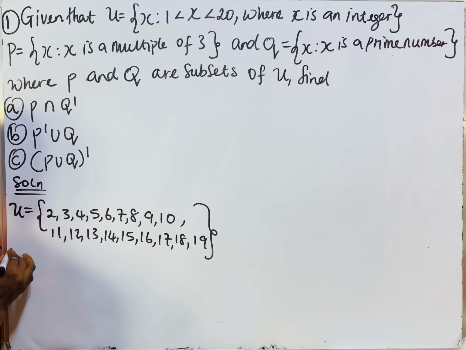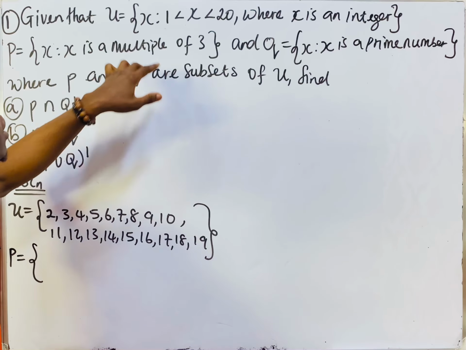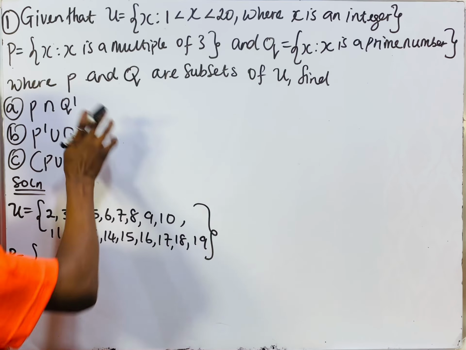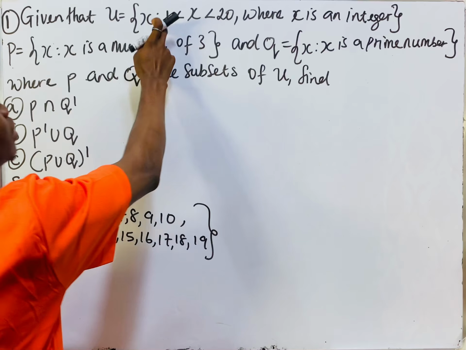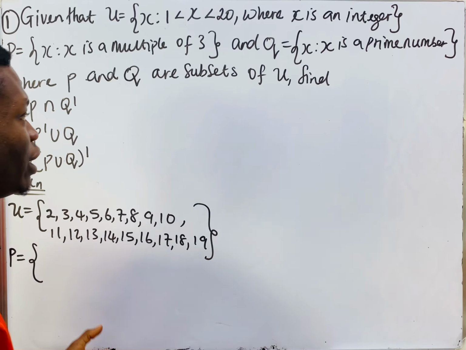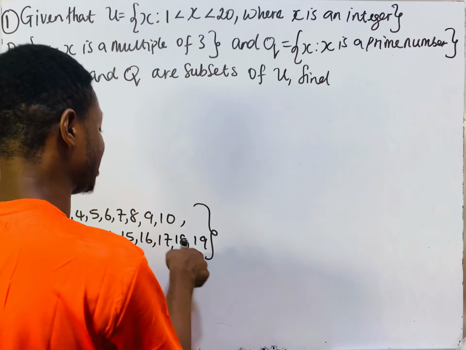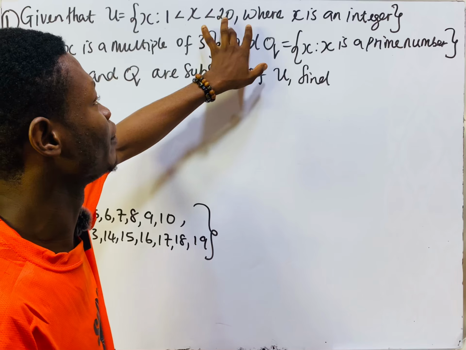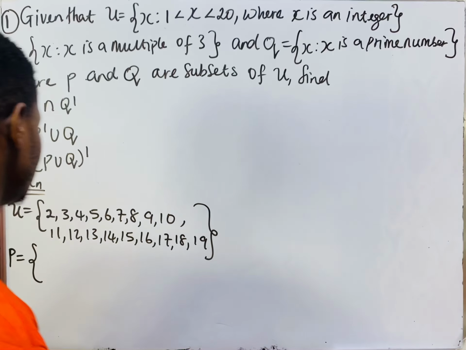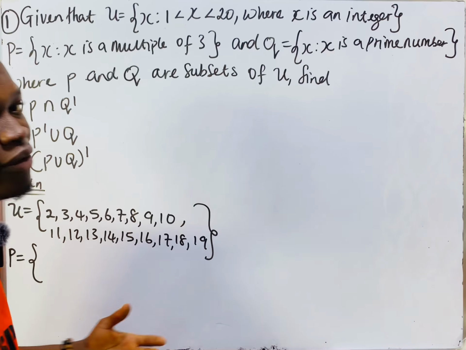Now we have our P. Now P contains what? A multiple of what? 3. So P contains multiples of 3. Now remember they say that P is a subset of what? The universal set. So anything you are finding, your limit is supposed to stop at where? 19, which is that of our universal set. So you'll be taking reference from your universal set. So you must not disobey the universal set because P is a subset of the universal set.